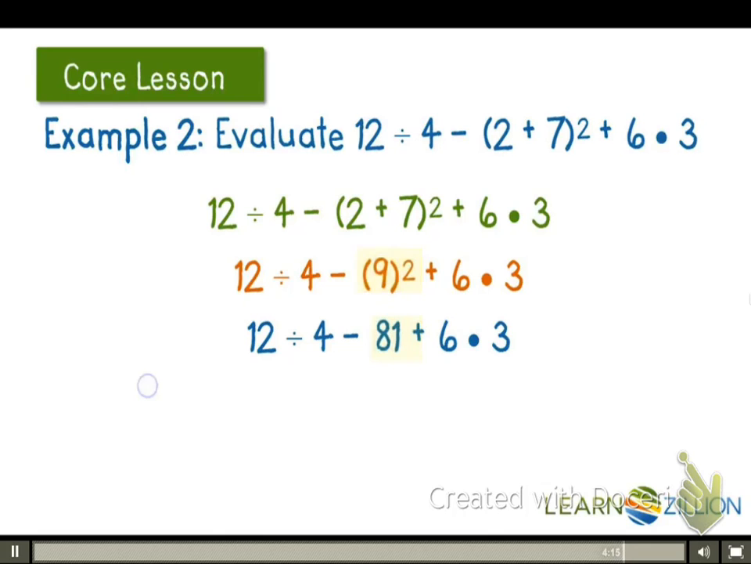Now we're on to the multiplication and division step. I see both multiplication and division, but division comes first, so we do it first. 12 divided by 4 is 3. Now we'll go ahead and do the multiplication of 6 times 3 and get 18. Now we're on to the addition and subtraction step. Subtraction comes first. 3 minus 81 is negative 78. Now we'll finally add that to the 18 and get negative 60 as our answer.